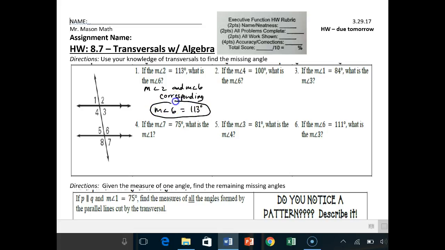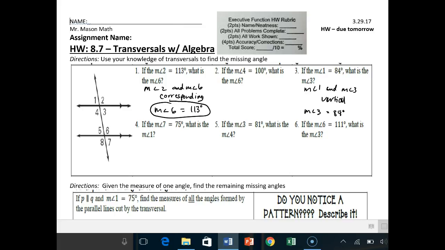All right. Number 3, if the measure of angle 1 is 84, what is the measure of angle 3? Well, the relationship between 1 and 3 is that they are vertical. So the measure of angle 1 and angle 3 have a vertical relationship, and we know when two angles are vertical they are congruent, and therefore angle 3 will also be equal to 84 degrees.